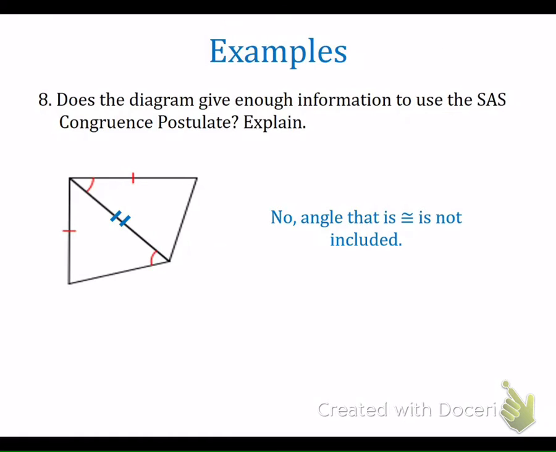Is it supposed to be like a pyramid? The diagram looks like a pyramid? It's just a triangle. It's two triangles. Any questions? No, ma'am.